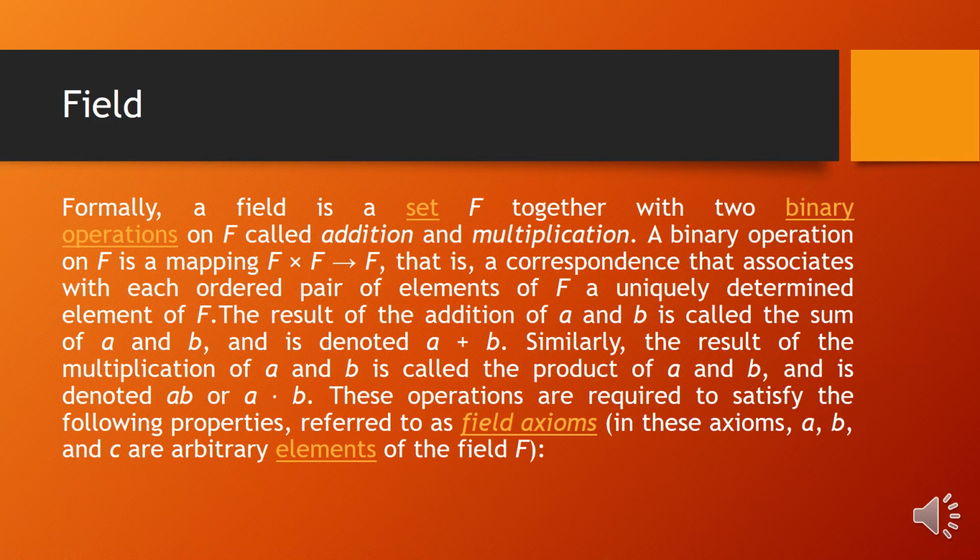The result of the addition of a and b is called the sum of a and b, and it is denoted a + b. Similarly, the result of the multiplication of a and b is called the product of a and b, and it is denoted ab or a × b. These operations are required to satisfy the following properties, referred to as field axioms. In these axioms, a, b, and c are arbitrary elements of the field F.